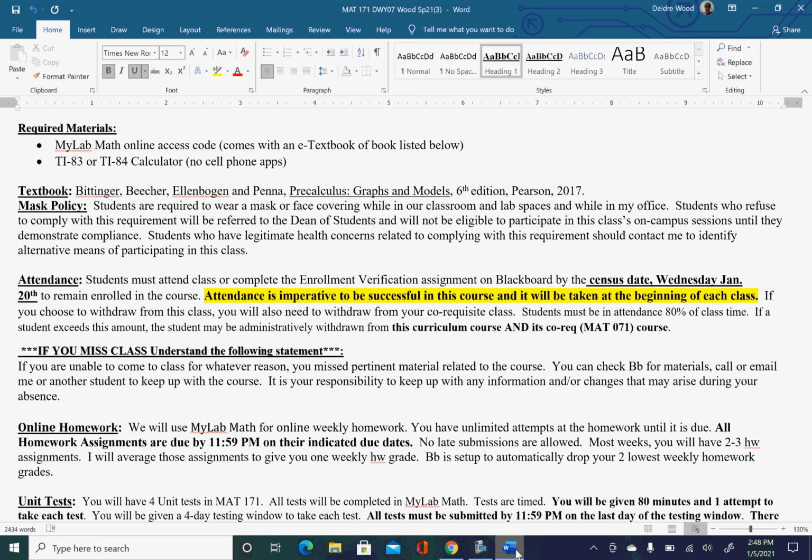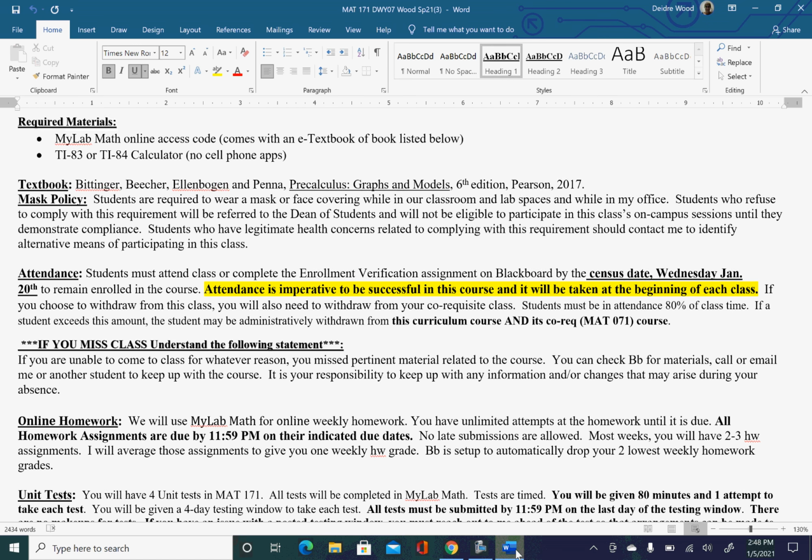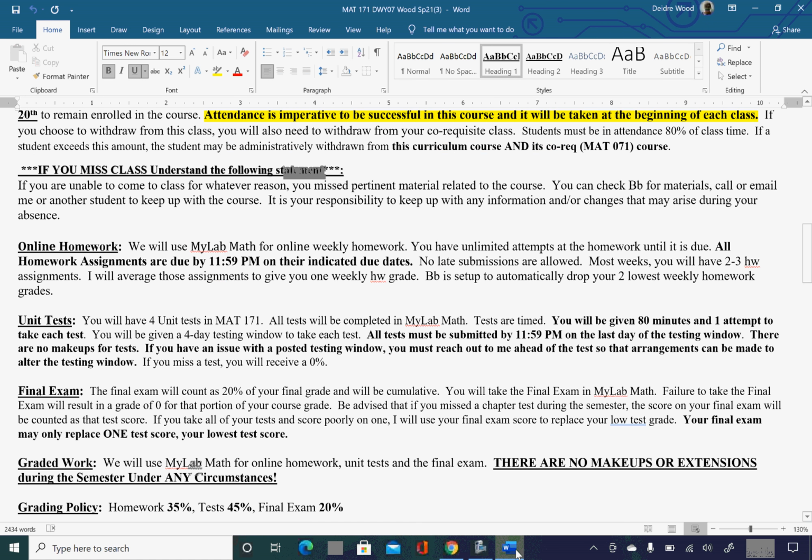If you exceed this amount, you may be administratively withdrawn by me from this course as well as your Math 071 course. Just below that, if you miss class, please understand this statement. If you're unable to come to class for whatever reason, you've missed information, undoubtedly, okay? You can check Blackboard for your materials. You can call me, email me, call another student, email another student to get caught up with the course. It's your responsibility to keep up with any information or changes that arise during your absence, okay?